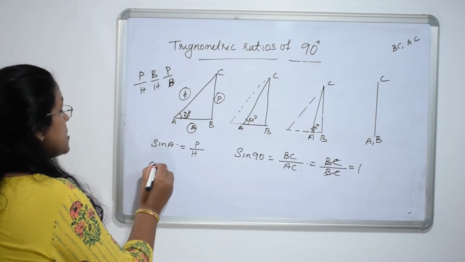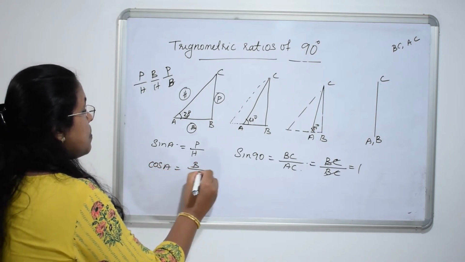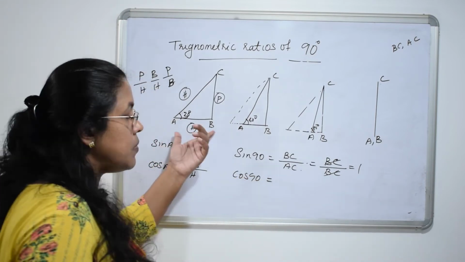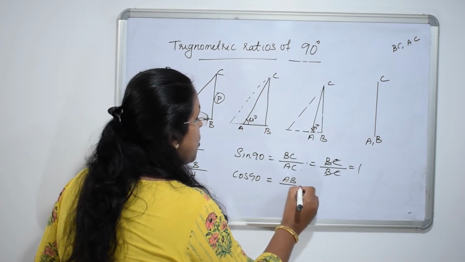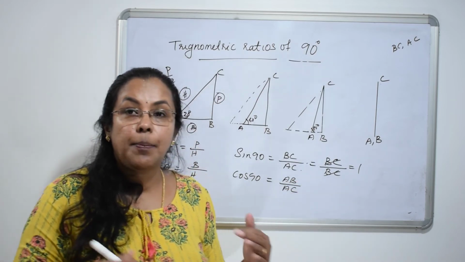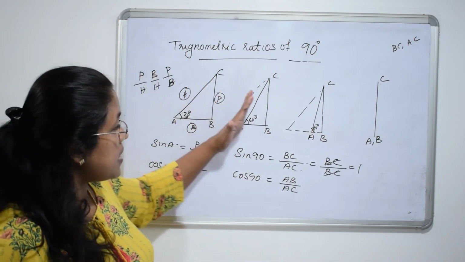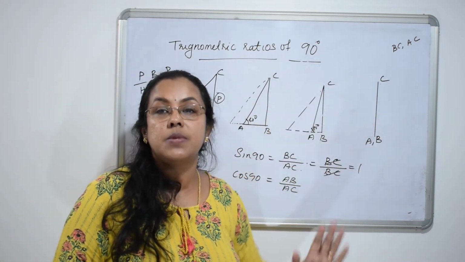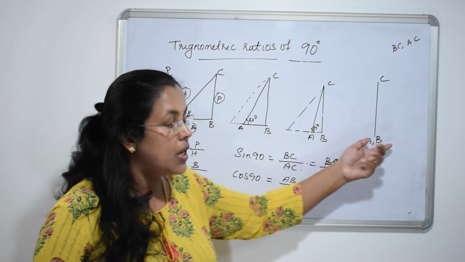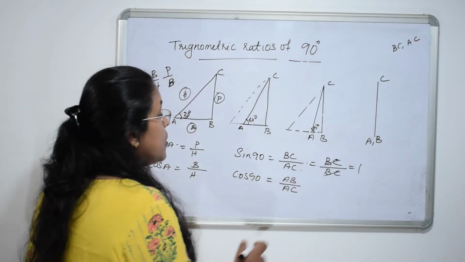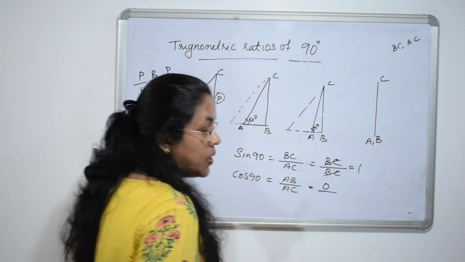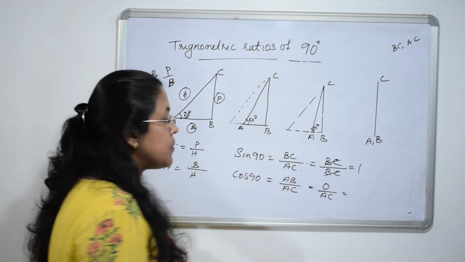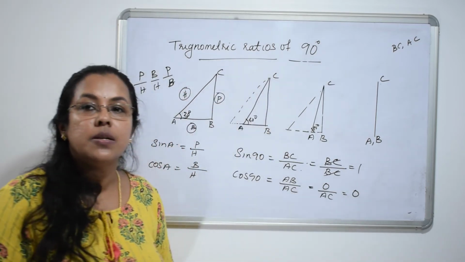Okay, next cos A. What is cos? Base by hypotenuse. So cos 90, what is the base here? Base is AB and hypotenuse is AC. What happens to the base? The base decreases gradually and becomes 0. The length of AB decreases gradually and finally becomes 0. So in place of AB we can write 0 upon AC. 0 upon any quantity is equal to 0. So the value is 0.